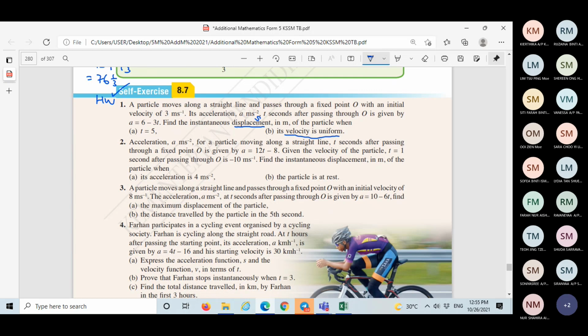Next girl, Ravania. Given A here, it seems like the example just now. So we are asked to find S, so I need to integrate. First of all, I need to find V, by integrating A with respect to t. So integrate 6 minus 3t dt. Can you help? What's the answer? Integrate 6 minus 3t.